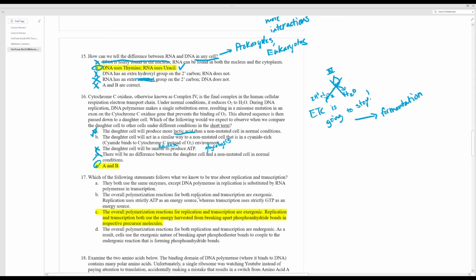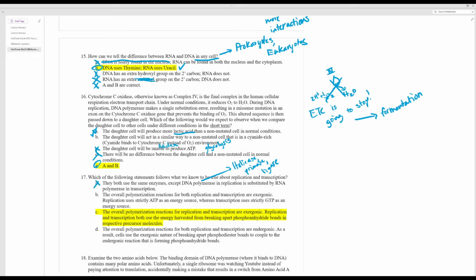Which of the following statements follows what we know to be true about replication and transcription? A, they both use the same enzymes, except DNA polymerase in replication is substituted by RNA polymerase in transcription. I mean, it's almost true, except DNA replication also uses helicase, primase, and ligase, all of which are absent in transcription.